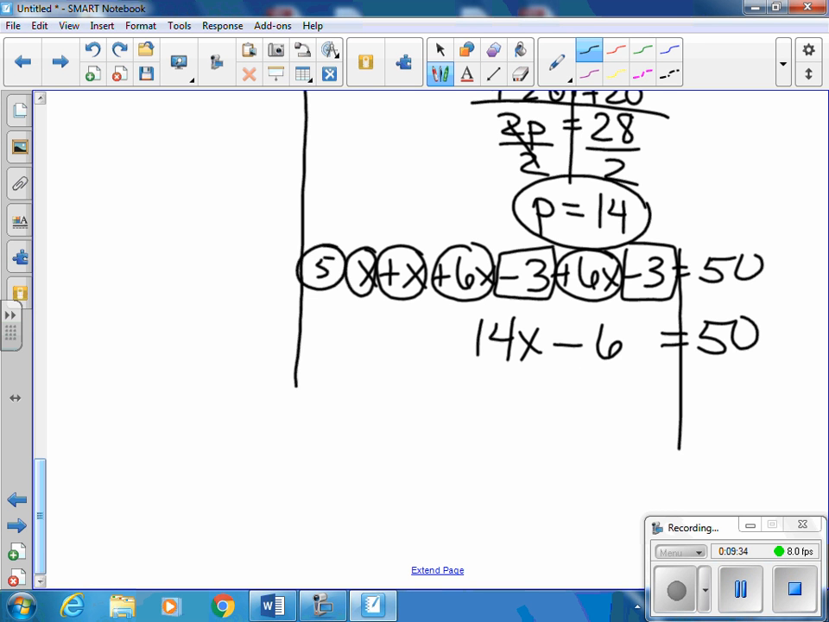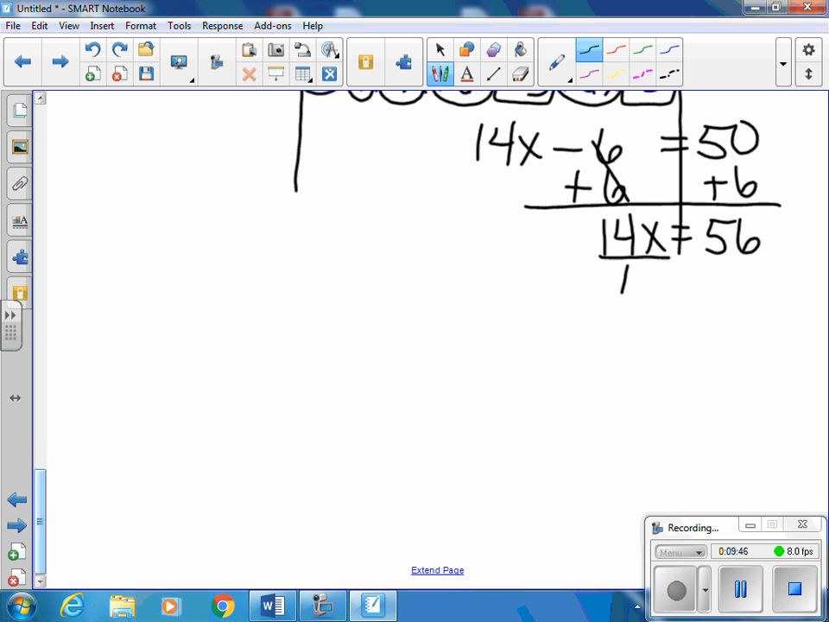We got to get rid of minus 6, so we're going to add 6 to the other side. 14x equals 56. Okay, and then I've got one more step to do where we need to get rid of that 14. We're going to divide by 14. Okay, and that gives me x equals 4.